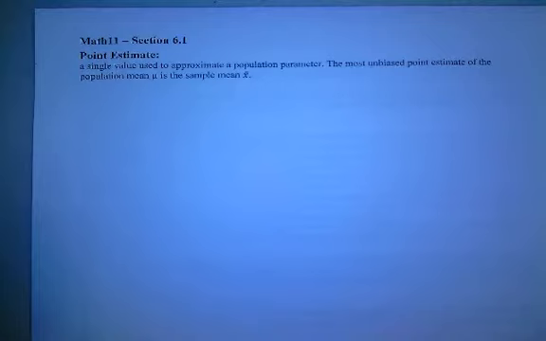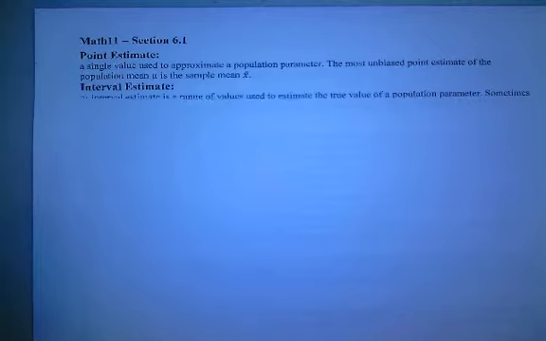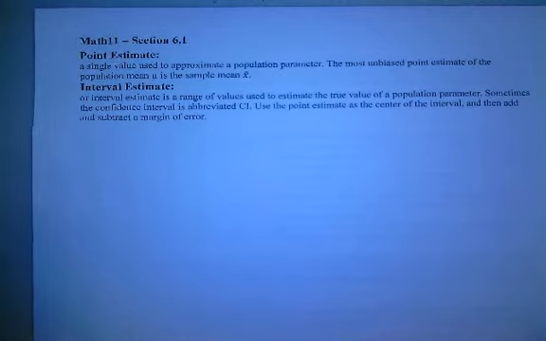And so we're going to start in this chapter with the sample mean, because it is the most unbiased point estimate of the population mean mu. Now, what we're going to do, however, is use that point estimate to create what's called an interval estimate, a range of values used to estimate the true value of the population parameter. Sometimes the confidence interval is abbreviated CI. We're going to use the point estimate as the center of the interval and then add and subtract a margin of error.